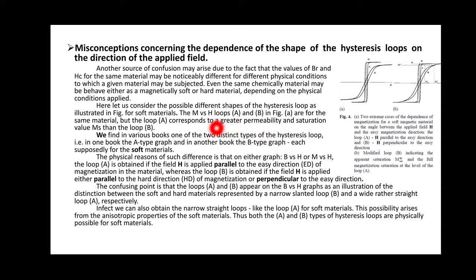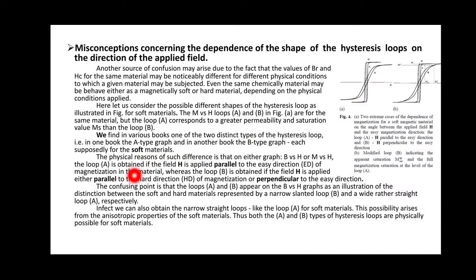Then loop B. We find that various books show one of two distinct types of hysteresis loop: in one book the A type graph, or in other books the B type graph, supposedly for soft material. But as you see, by definition A should resemble soft material and B should resemble hard material.